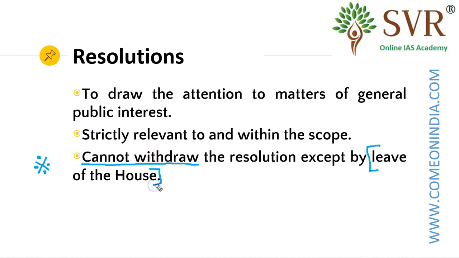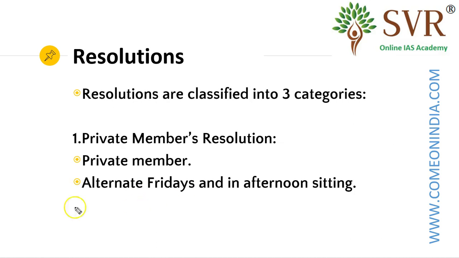It is the only scenario under which the resolution can be withdrawn, and no other scenarios are available for withdrawing the resolution by the member who has moved it. The resolution has 3 major types, or all the resolutions fall into 3 major categories. They are the private member resolution, government resolution, and statutory resolution. First, let us discuss the private member resolution. The private member resolution is moved by a private member. Here, the term private member means a member of the House who is not a minister.